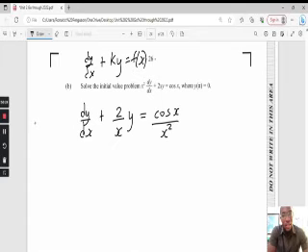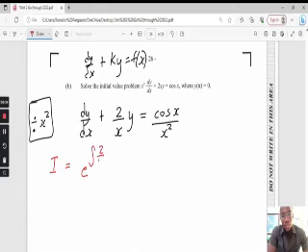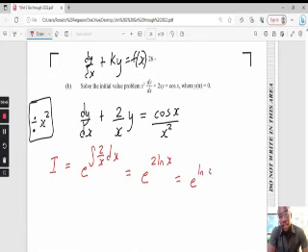So what I did was divide through by x squared. After dividing through by x squared, I need to find my integrating factor, which is e to the integral of 2 over x dx. Remember, the integral of 1 over x is ln x, so this is just 2 ln x. Bring up the power, so this is e to the ln x squared. The e cancels ln, so this is x squared.